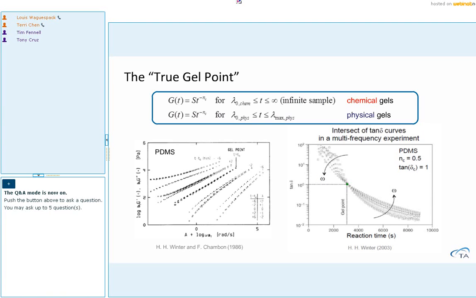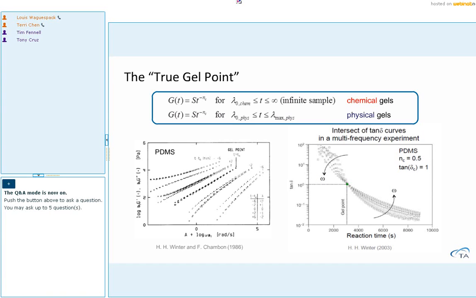So Professor Winter actually recommended a more precise way to describe a true gel point in a thermosetting system. In his method, he said you should be doing a whole series of tests with different measurement frequencies. After the measurement, you can then plot tangent delta as a function of time, overlapping all the test frequencies. The tan delta crossover point is the true gel point of this system.